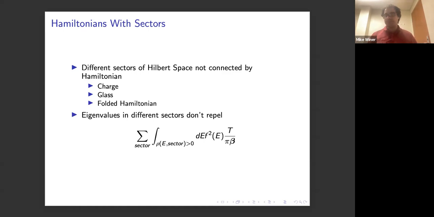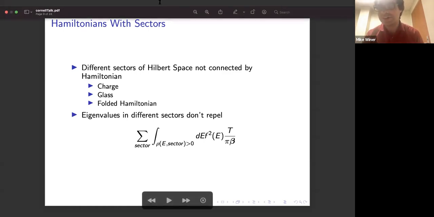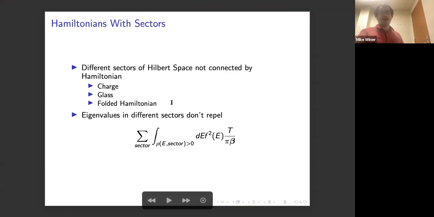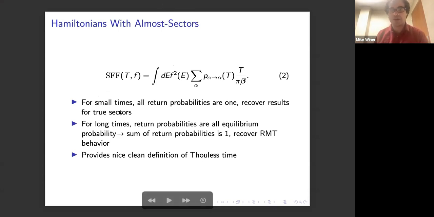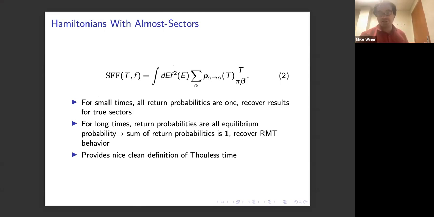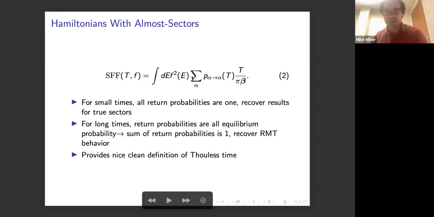Okay, so this has all been review so far, halfway through. Now we're going to get to the cool stuff. What happens if we break our conservation law a little bit? There's a lot of physical ways this might happen, of course. I'm going to get into some of my favorite ways later. And Brian and I derived a formula. Basically, there's an enhancement by this sum here: the sum over all sectors of the probability of being in that sector after time t.